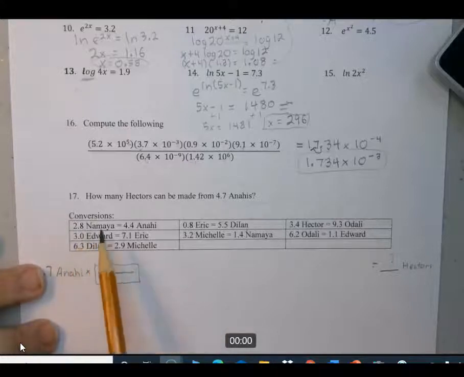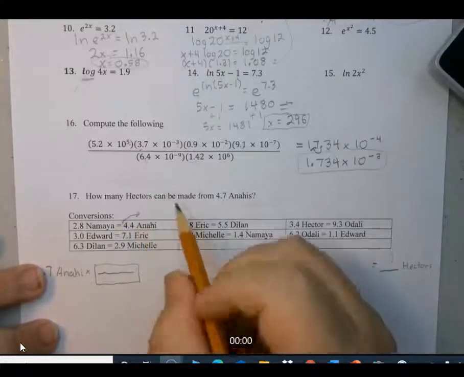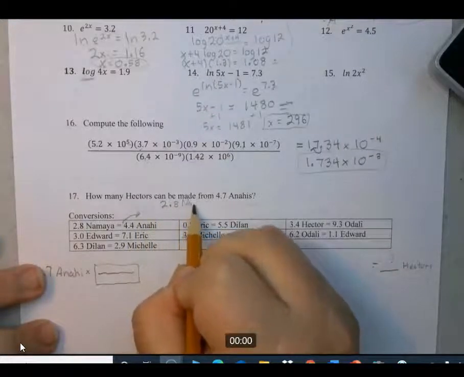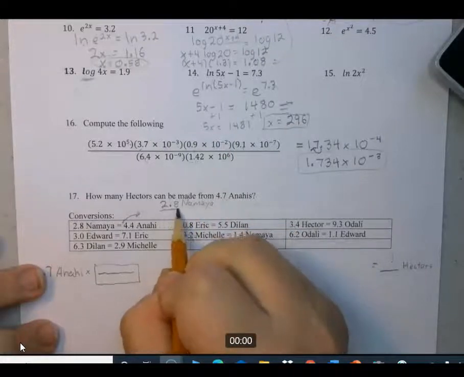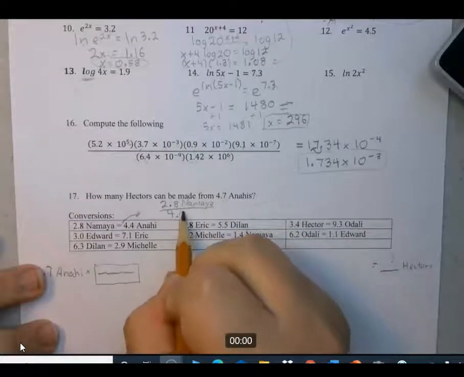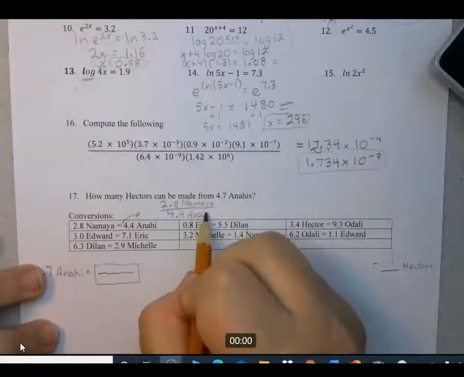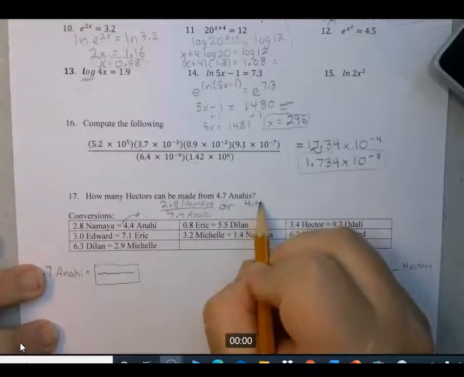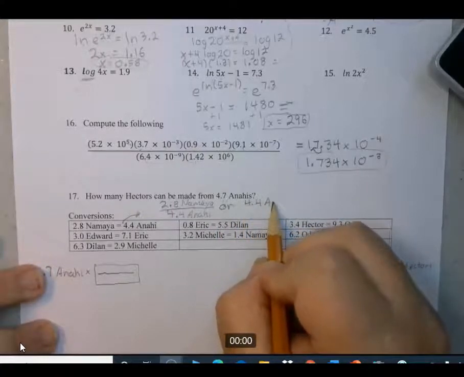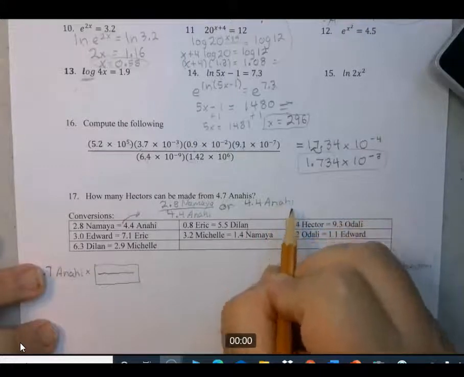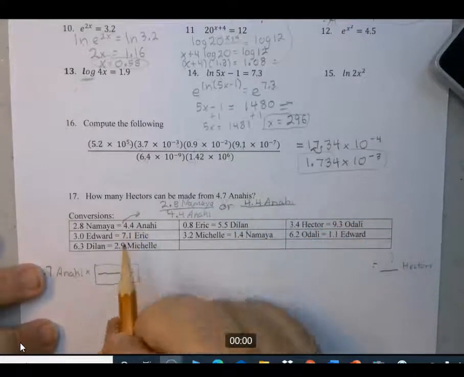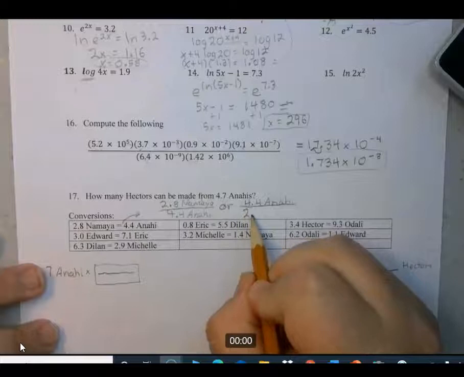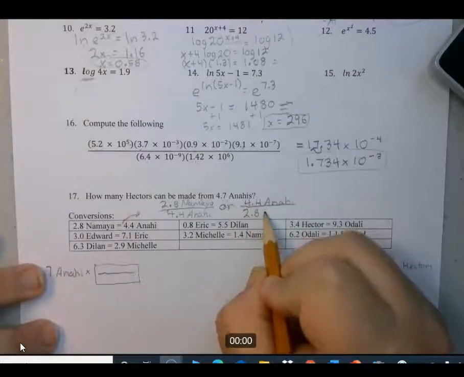So I can either write, let's just take this one as an example, I can write 2.8 Nemaya for every 4.4 anae, or 4.4 anae. And do you actually have to write these out every time like this? No. You get to where you just do them in your head. You understand that relationship. It's one over the other, and then you flip it. And that's going to be 2.8 Nemaya.